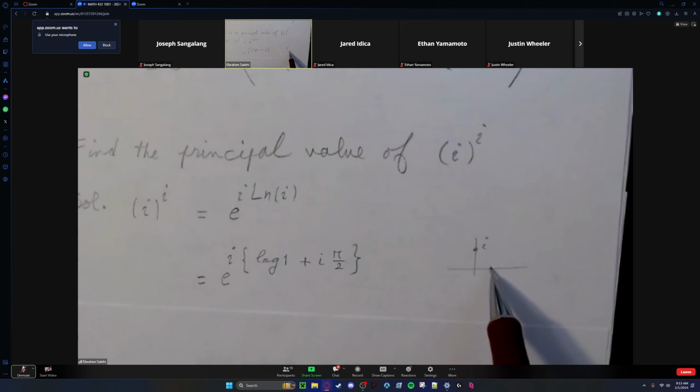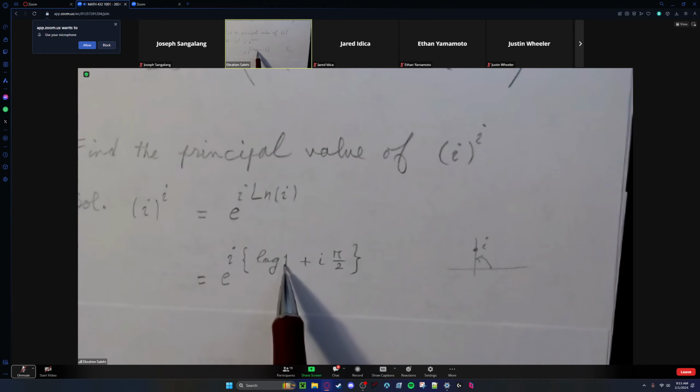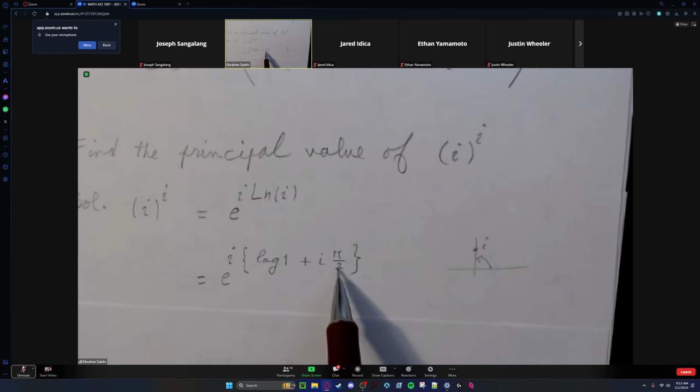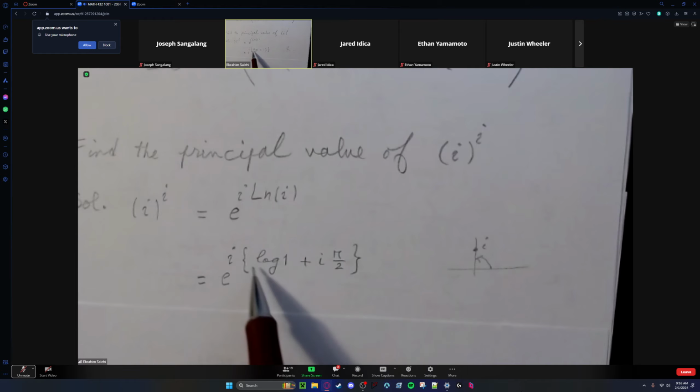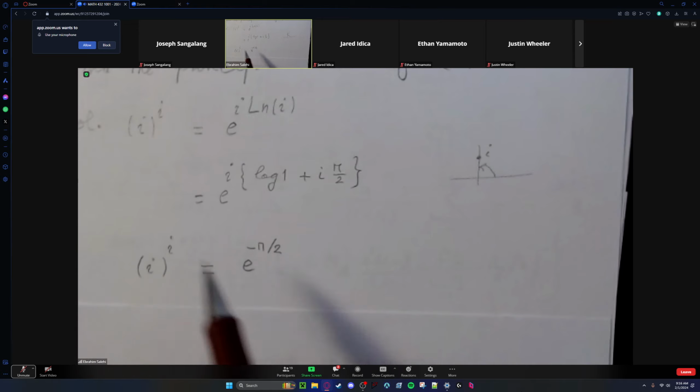So the principal logarithm of i will be natural log of 1 plus i times pi over 2. Well, log of 1 is 0. Forget about this. This i and this i will give you negative. So we found the value of i raised to the power of i. Interesting enough, it's a real number. e to the negative pi over 2.